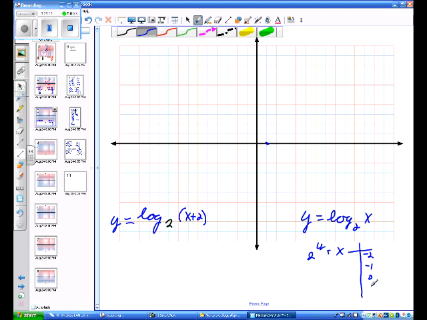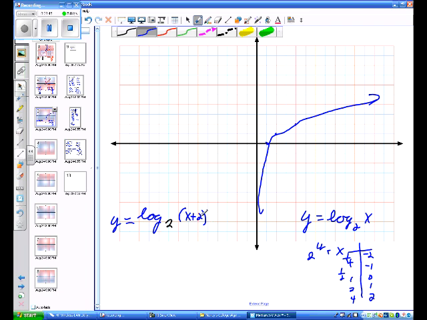But let's get some specific points. So 2 to the negative 2 would be 1/4. 2 to the negative 1 is 1/2. 2 to the 0 is 1. 2 to the first is 2, and 2 squared is 4. So we have our (1, 0), (2, 1), (4, 2), and then our small values. So that would be our parent function. And it would actually go up just a little bit slower than that.